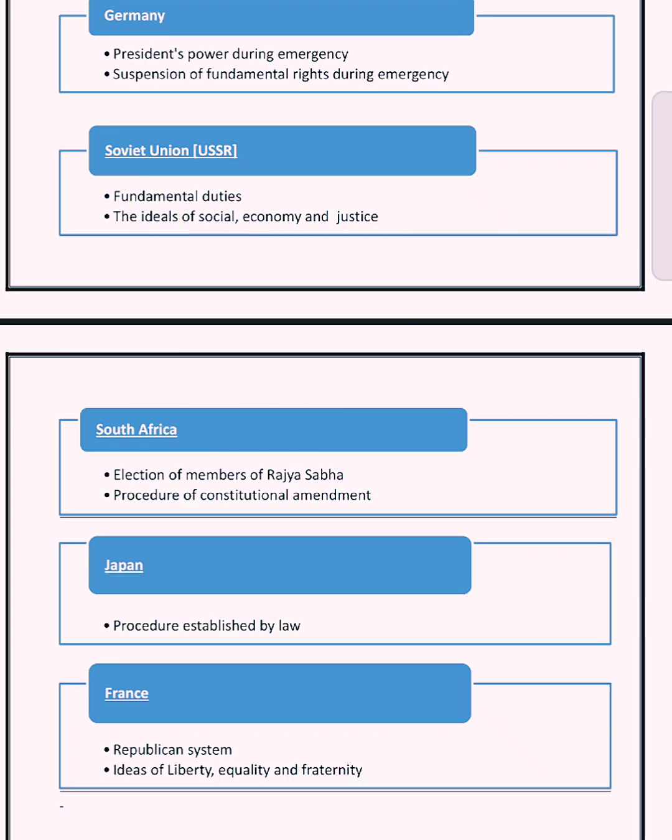The next source of the Indian constitution is the Constitution of South Africa, and from there we have taken the election of members of Rajya Sabha, this provision has been taken, and the procedure of constitutional amendment.